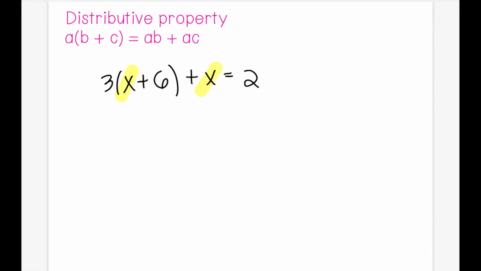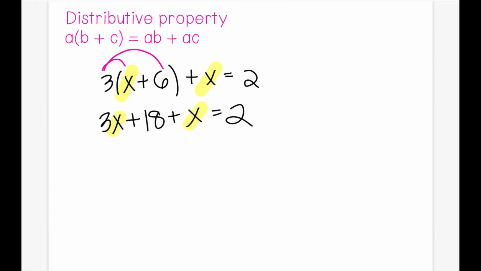So using our distributive property, we're going to take this outside number 3 and multiply it by each of the inside terms. So 3 times x will give me 3x. 3 times 6 will give me 18. And bringing down this x equals 2. Now I can easily combine my x's. So 3x plus x will give me 4x plus 18 equals 2.